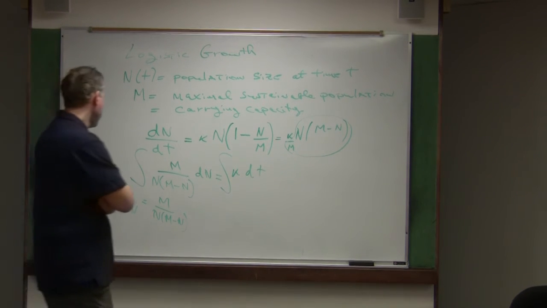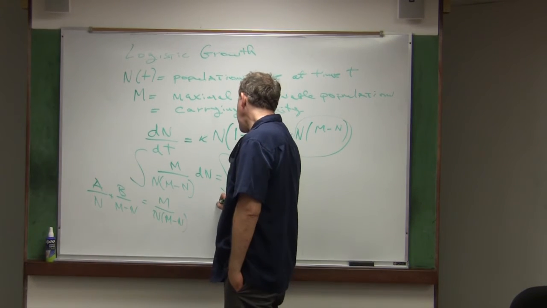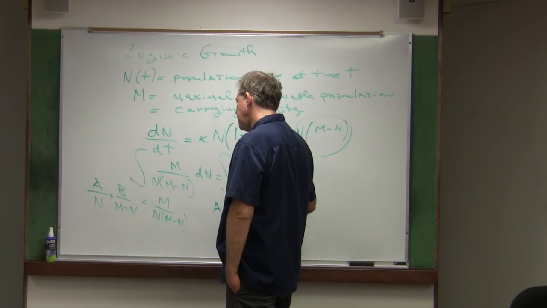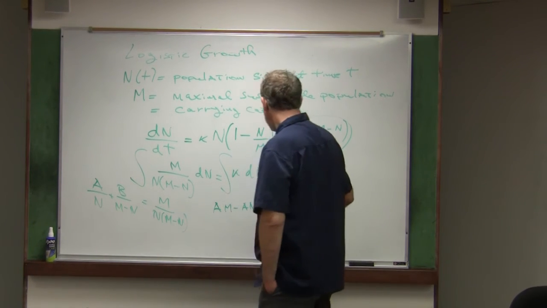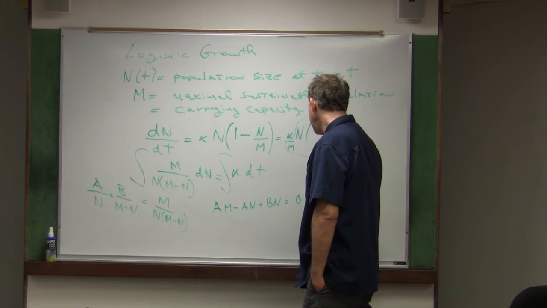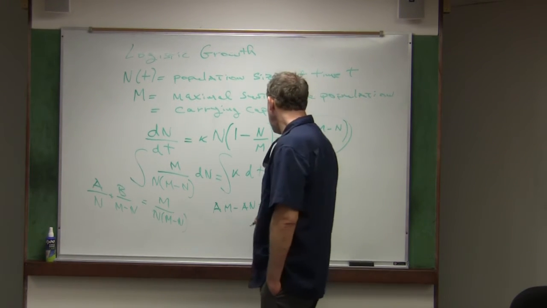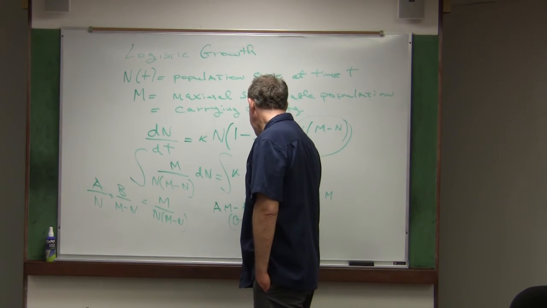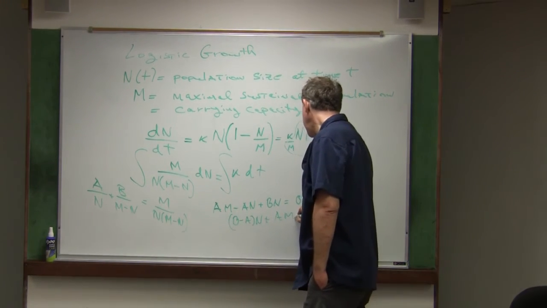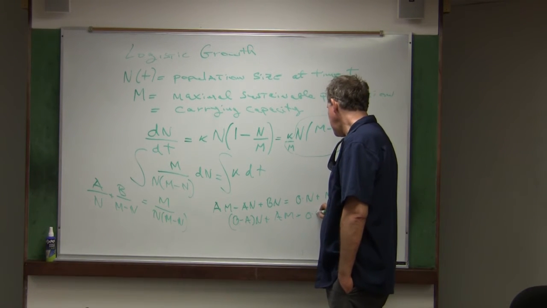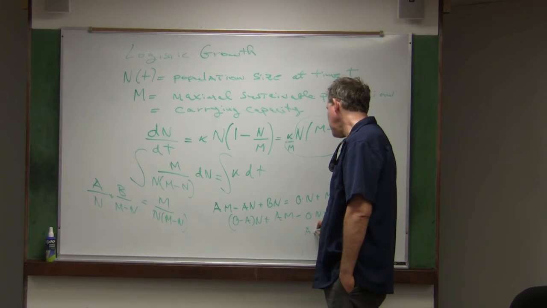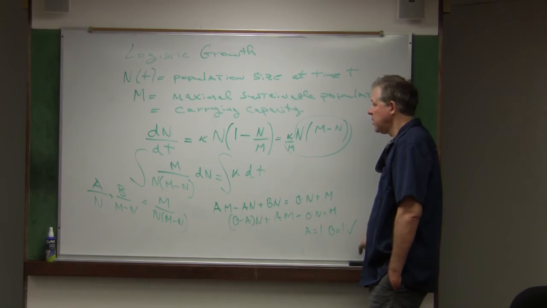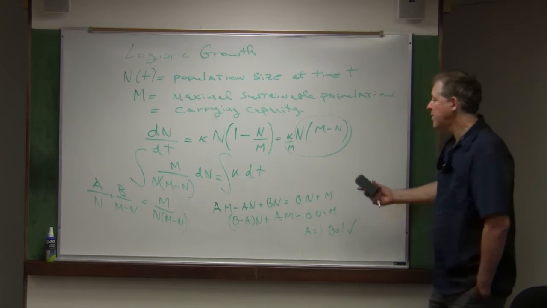All right, let's check. AM minus AN plus BN is equal to M. You can think of this as 0N plus M. So we've got (B minus A)N plus AM is equal to 0N plus M. So A is clearly 1, and then since B minus A is 0, B is 1. Okay, very good.